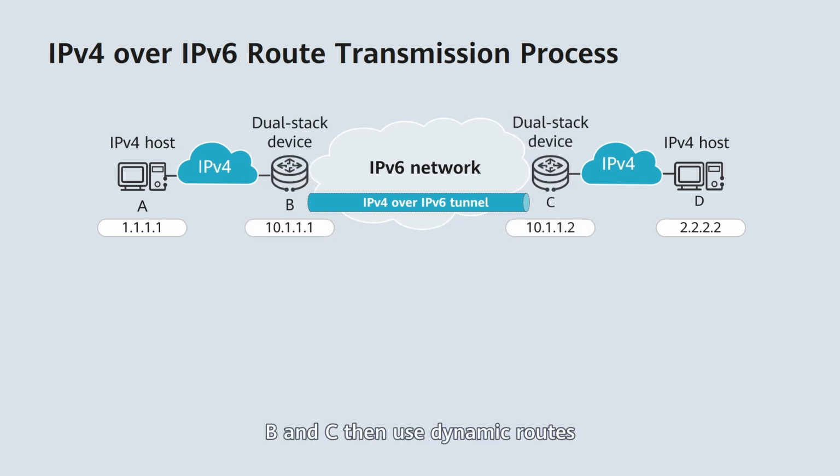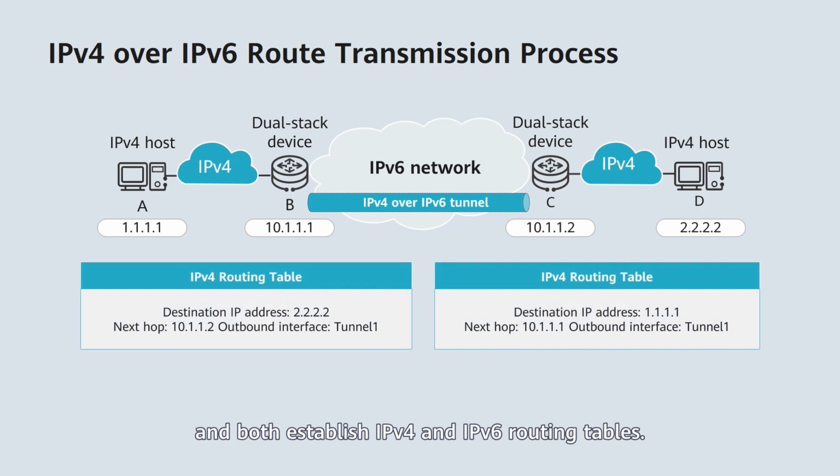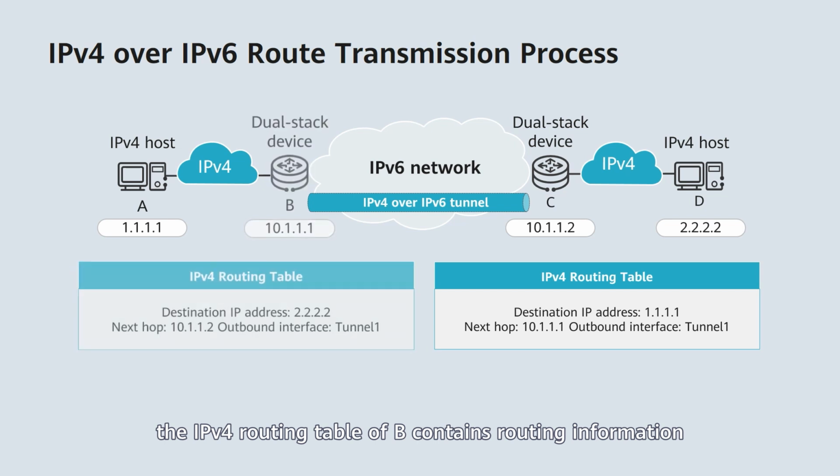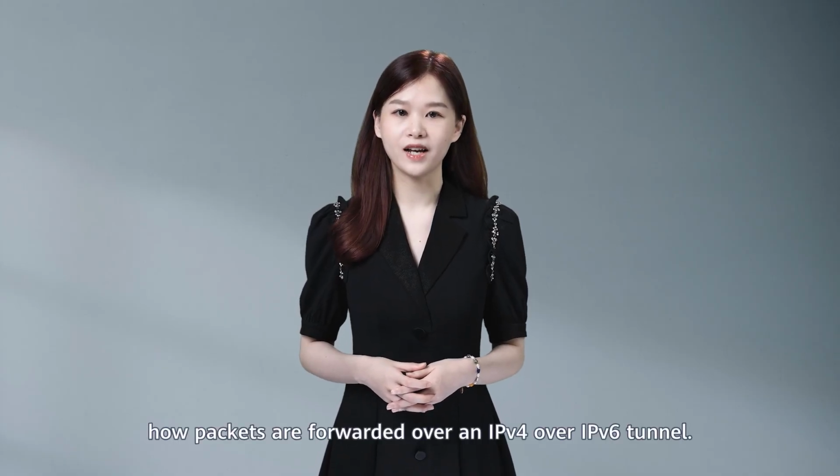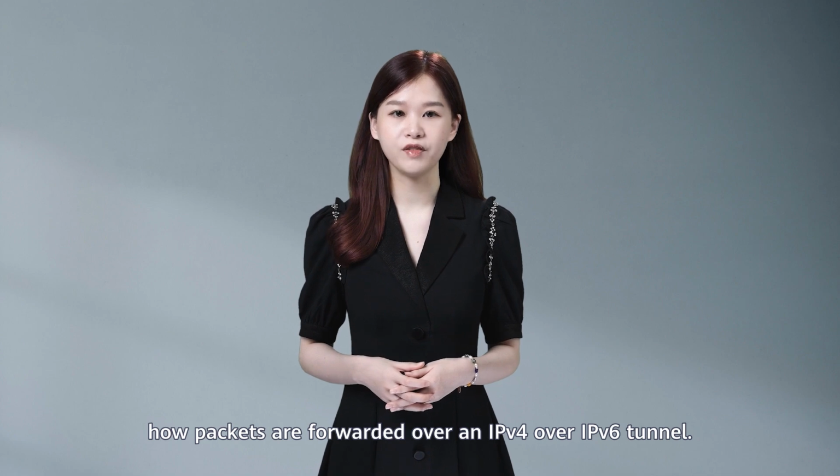B and C then use dynamic routes to advertise routing information and both establish IPv4 and IPv6 routing tables. Taking OSPF as an example, the IPv4 routing table of B contains routing information in which the destination address is D. The next hop address is the tunnel interface address of C, and the next hop should be the peer tunnel interface. Next, let's look at how packets are forwarded over an IPv4 over IPv6 tunnel.